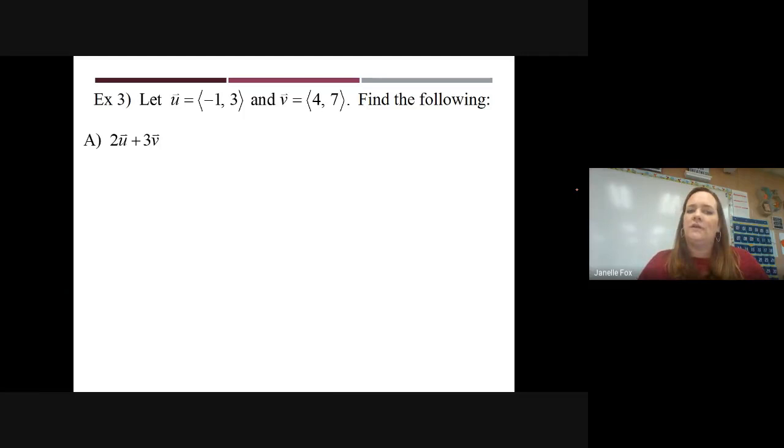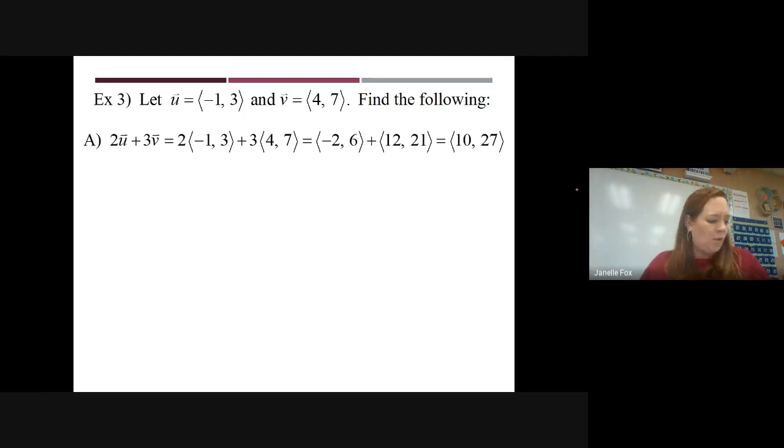We're going to do 2 times vector u and then 3 times vector v. I'm going to go pretty fast through this. I put my scalar in front of both of those vectors and distribute first. I get -2, 6 as the first vector and 12, 21 as the second vector. Then I just add those coordinates and I get 10, 27. That's it. Quite lovely. Part B said we were going to subtract. So basically you run a negative through the v vector and then add the 2 coordinates.